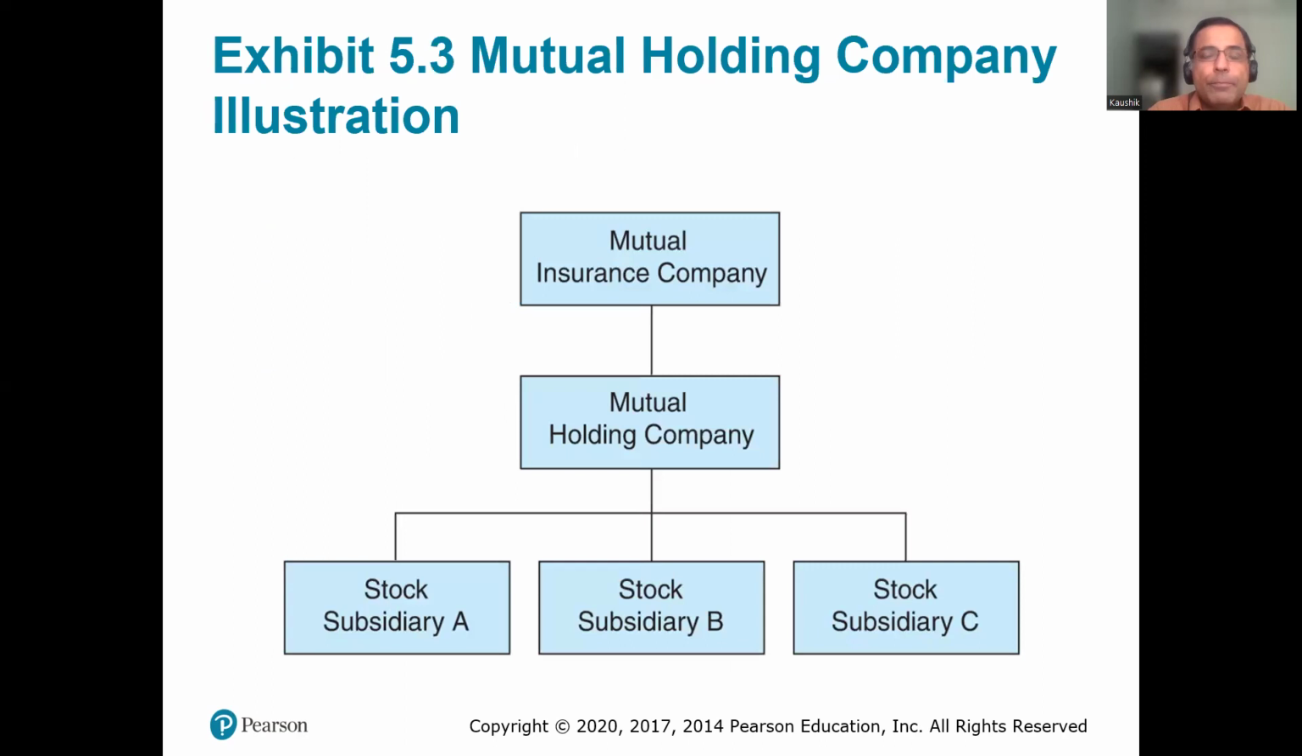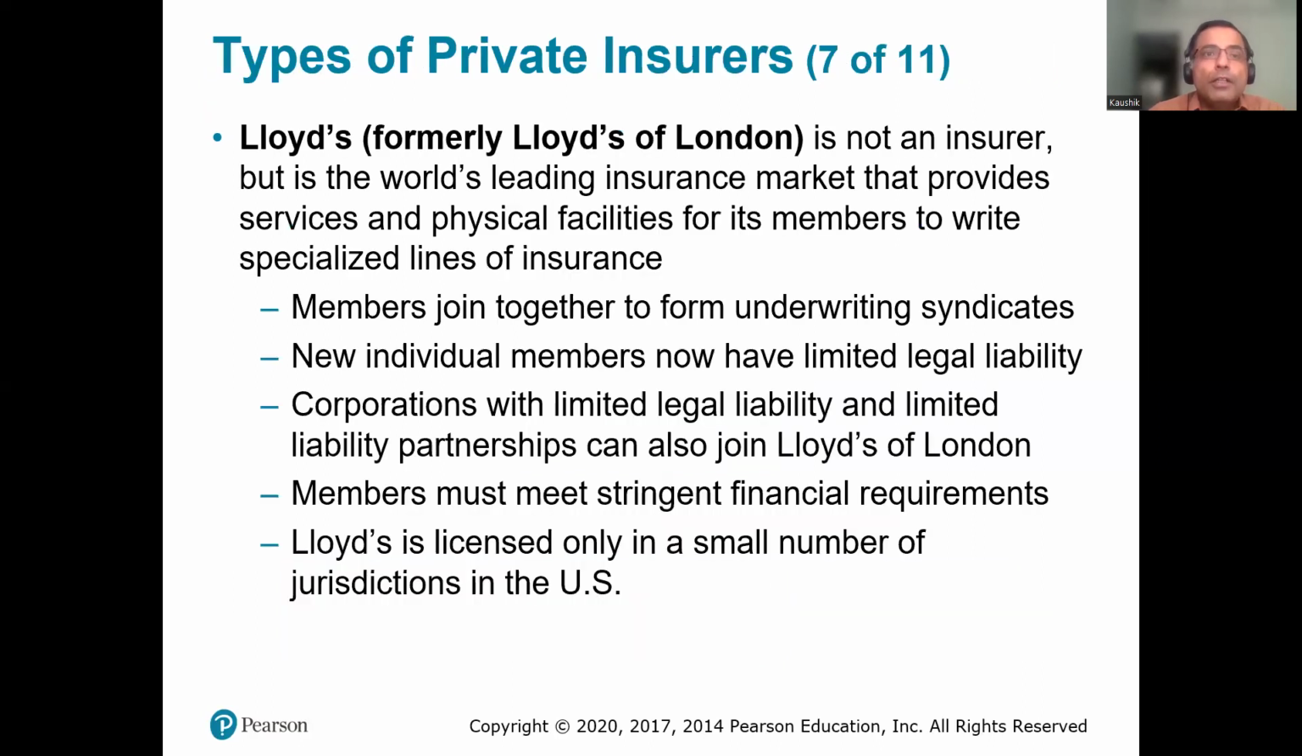So this is the typical structure of a mutual holding company. The mutual insurer sits at the top and there are common stock companies which are its subsidiaries, and they do the insurance business. But Lloyd's is not an insurer per se. It is actually a leading insurance marketplace. The members of Lloyd's can create underwriting syndicates and provide insurance to their customers. And there are other characteristics of this insurance marketplace.